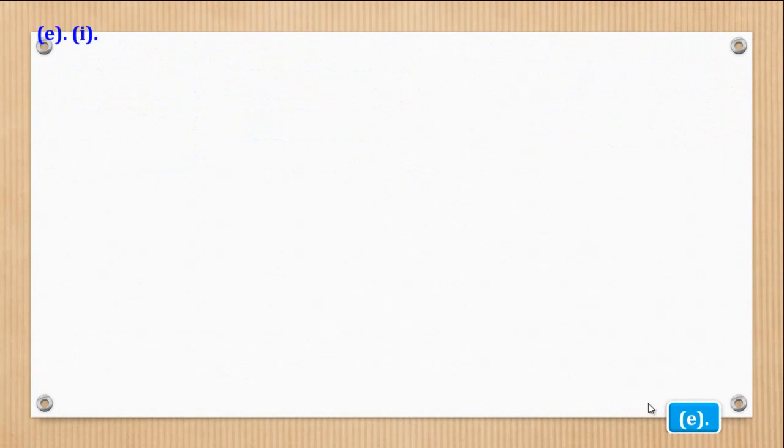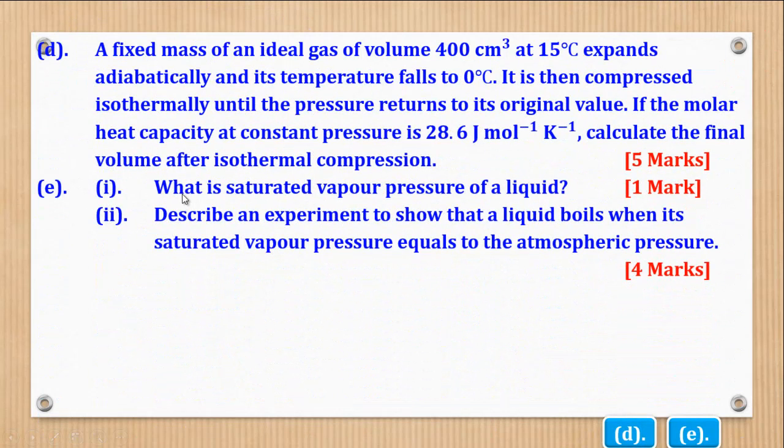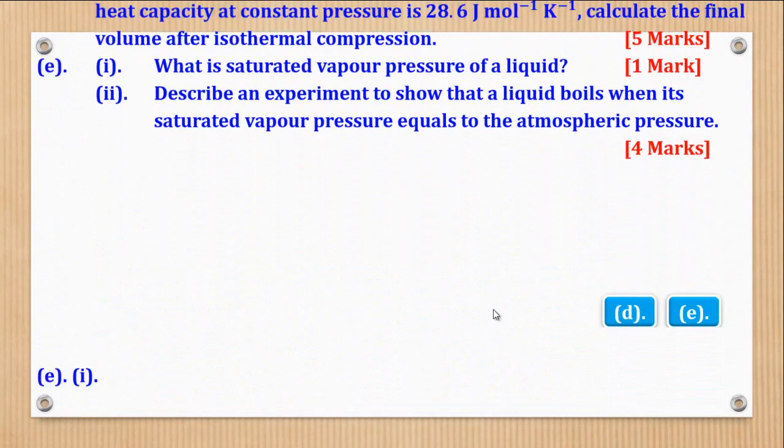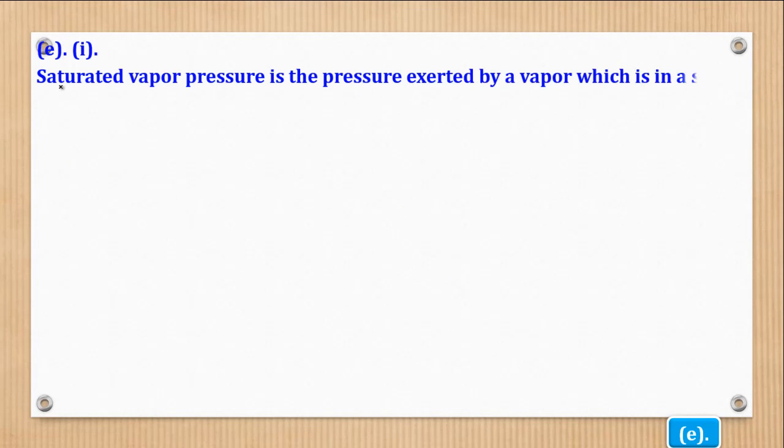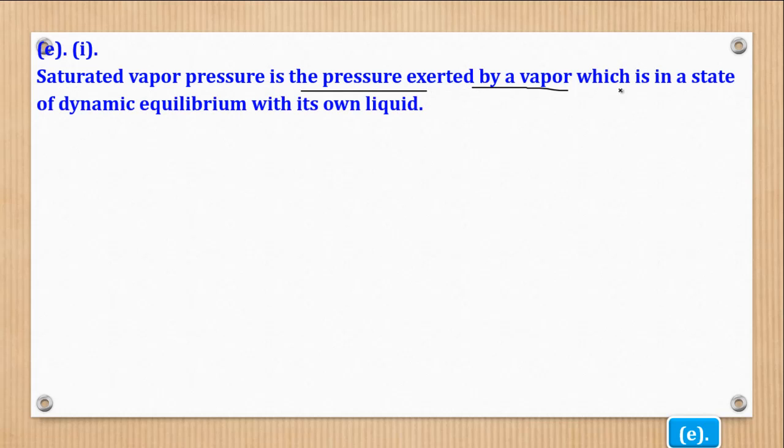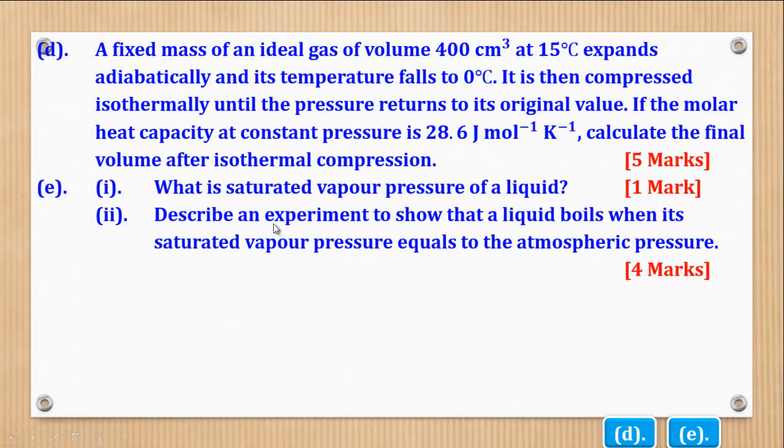Then part E, Roman 1, what is saturated vapor pressure of a liquid? So this is the pressure exerted by a vapor which is in a state of dynamic equilibrium with its own liquid. Then Roman 2, describe an experiment to show that a liquid boils when its saturated vapor pressure equals the atmospheric pressure.